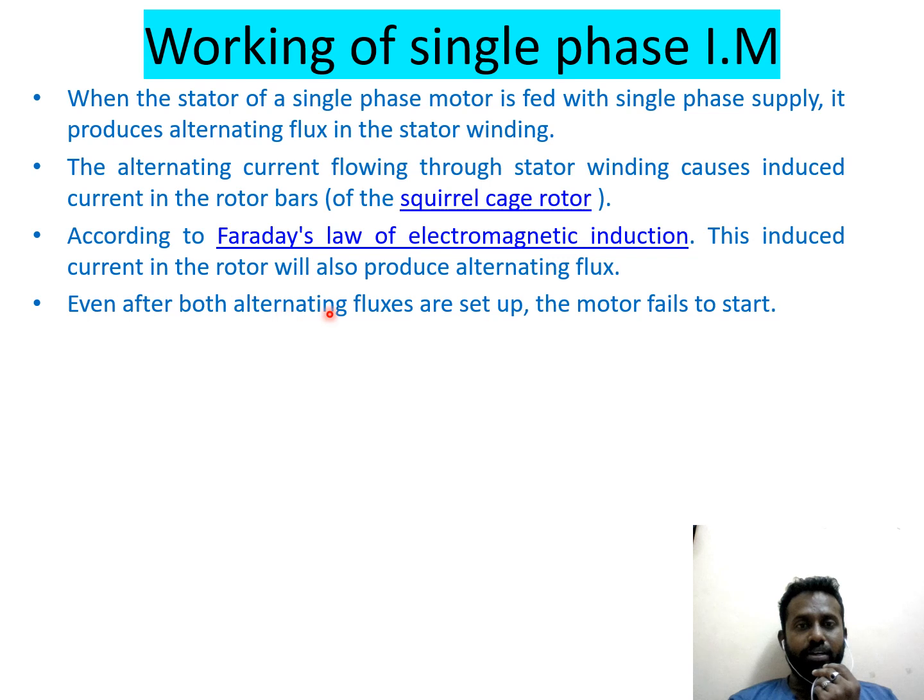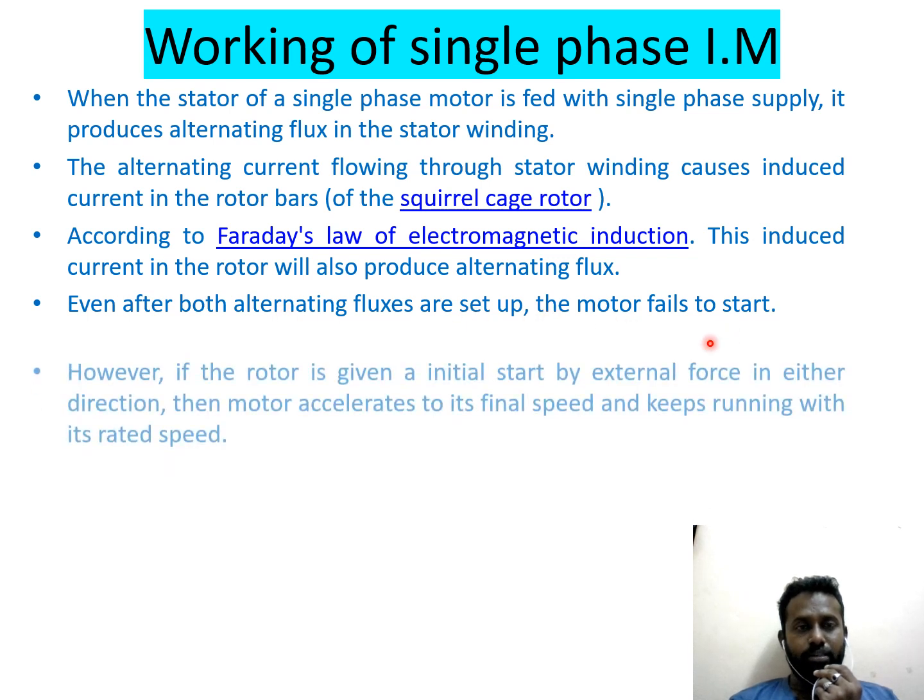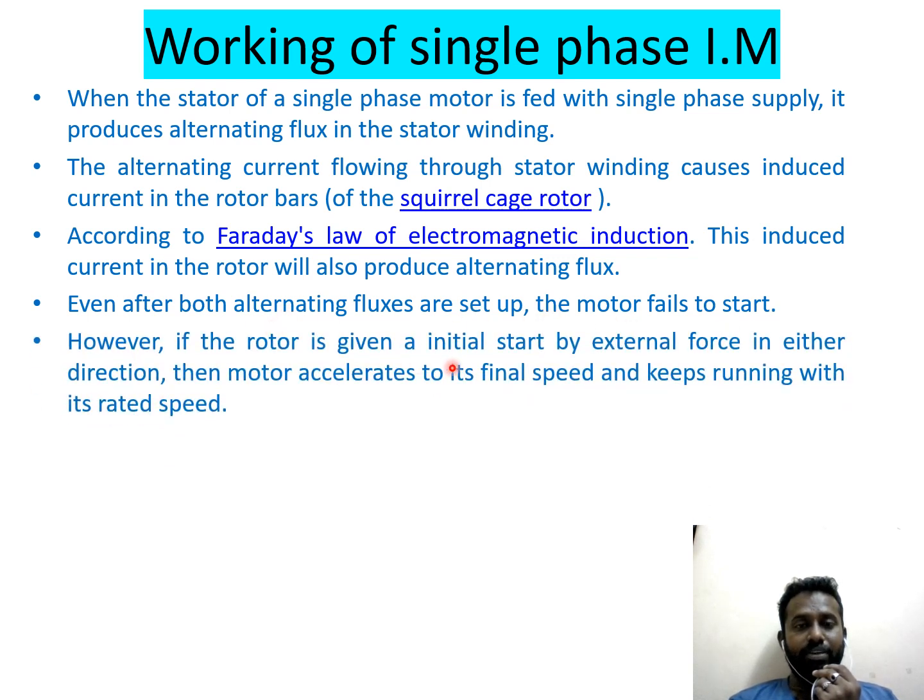Even after both alternating fluxes are set up, the motor fails to start. However, if the rotor is given an initial start by an external force in either direction, then the motor accelerates to its final speed and keeps running at its rated speed. Even though two alternating fluxes are set up, they are not rotational, so the motor fails to start. But if we give an initial start by external force, it will start automatically and the rotor starts rotating. Under this condition, it is said to be locked.